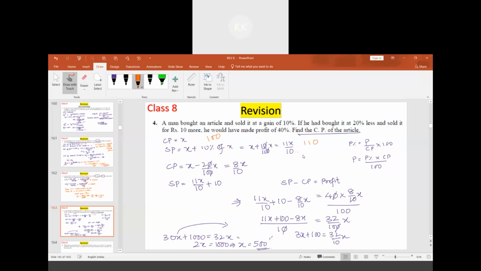So it will be easy. 100 minus 20 will become 80. 110 plus 10, 120. So 120 minus 80 is 40, which is equal to 40% of the cost price, 110. What are we going to do with this here?